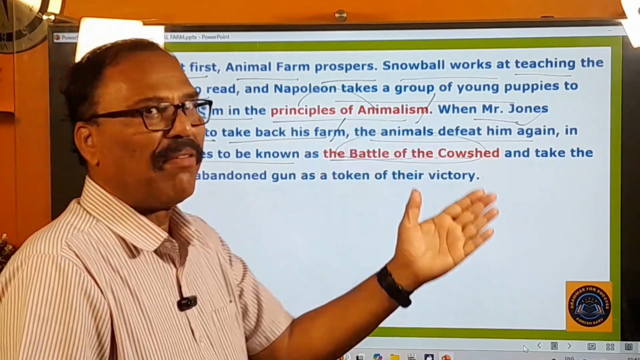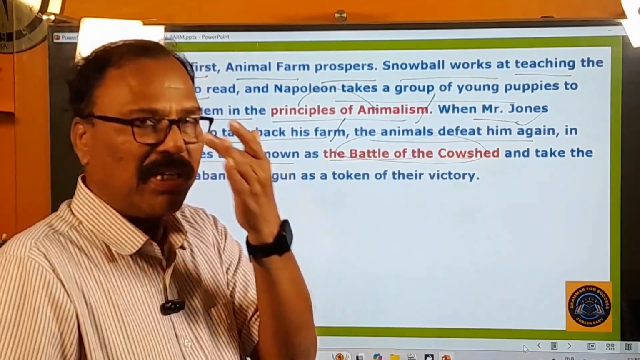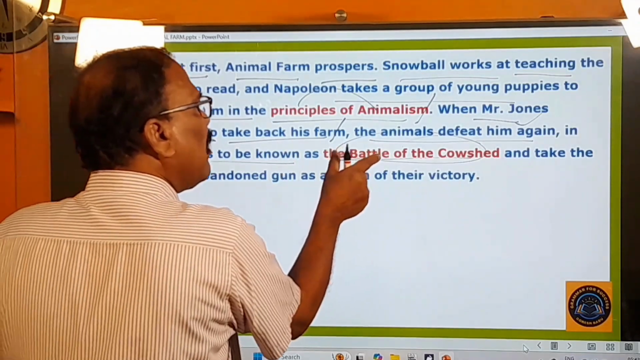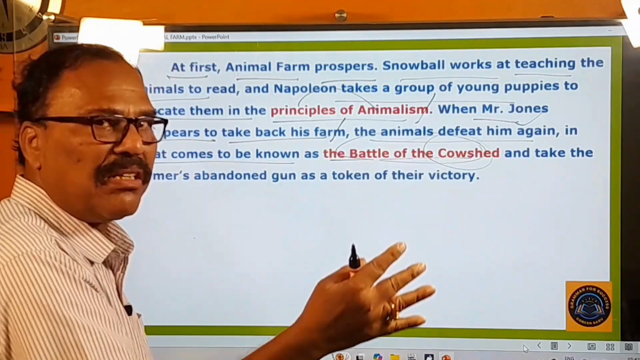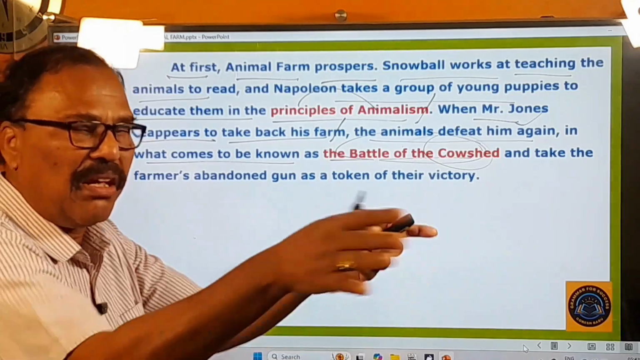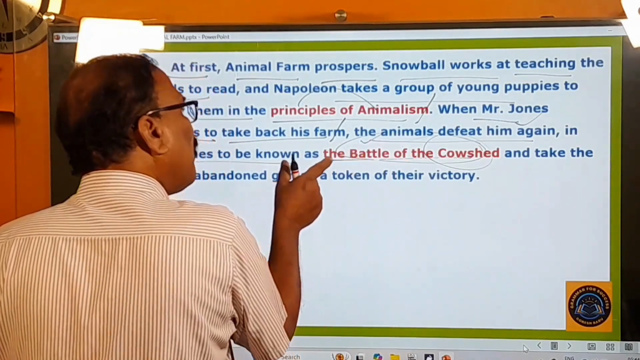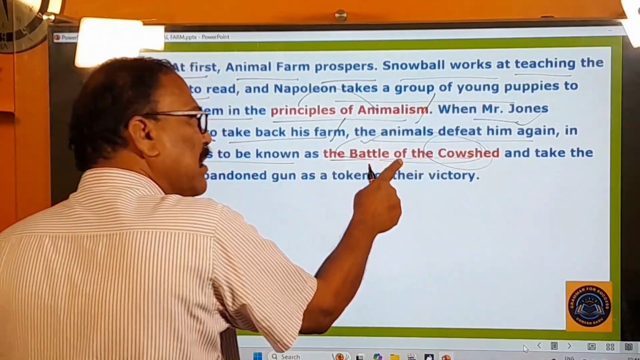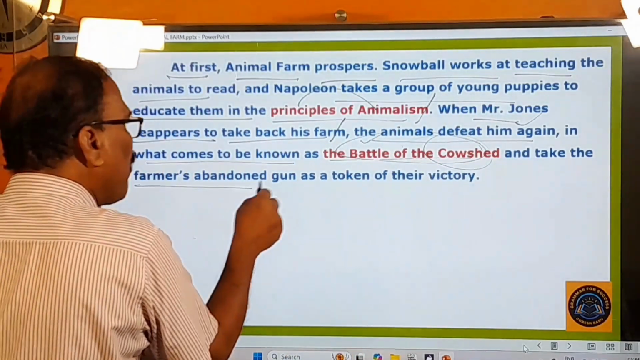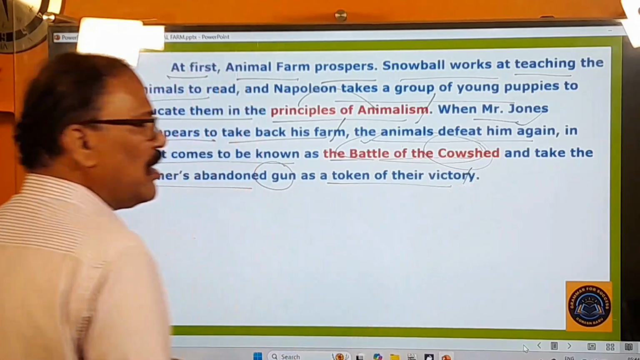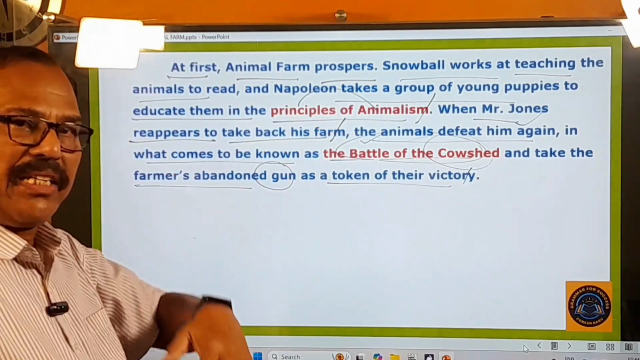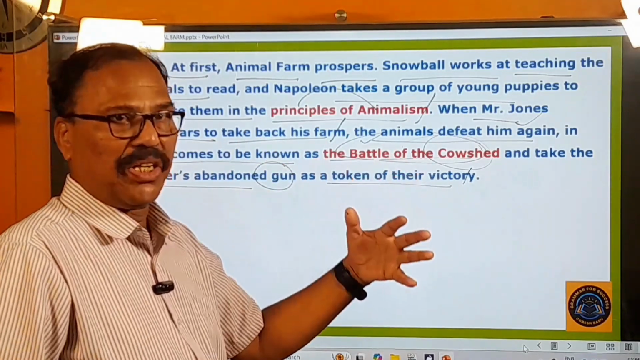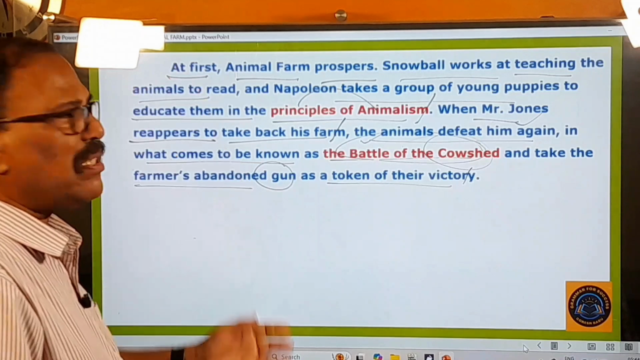So just like the Battle of Kalinga, the Battle of Panipat, something like that, there is some name also given. So in what comes to be known as the Battle of the Cowshed. Cowshed means the area where all the animals live. The battle that has taken place between the animals and Mr. Jones is called the Battle of the Cowshed, and they take the farmer's abandoned gun as a token of their victory. After defeating Mr. Jones for the second time, they have also taken his abandoned gun as a token of their victory.